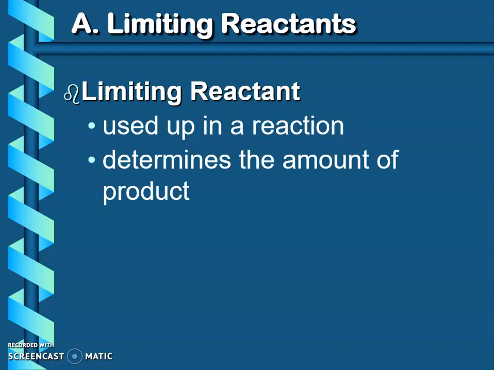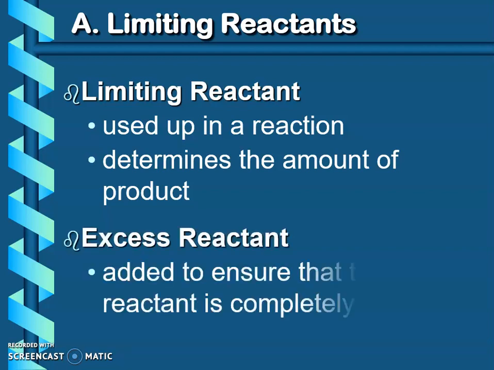Okay, and so that limiting reactant, it gets all used up. There's none of it left. You run out of it, and it determines how much product you can make. So that chocolate bar determines how many s'mores you can make. In my first example, my bread, that determined how many sandwiches I could make. Okay, so same idea with these chemical equations. The one that runs out first determines how much total product you can make. Okay, and then the excess reactant is the one that you still have some left over. You don't run out of it.